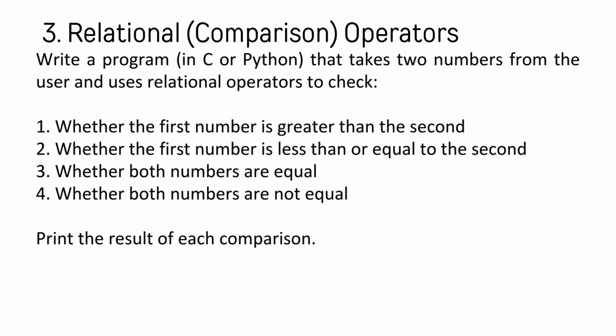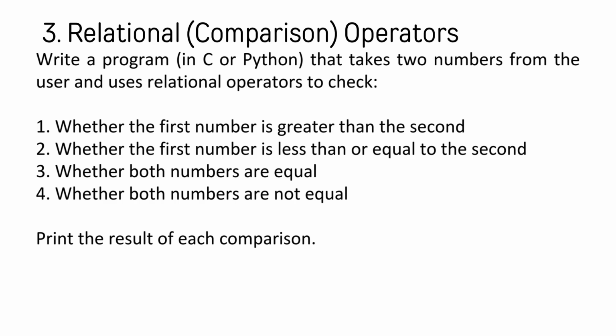Now let's write a simple program using relational operators. In this program, we will take two numbers from the user and use relational operators to compare them. First, the program will check whether the first number is greater than the second number. Next, it will check whether the first number is less than or equal to the second number.